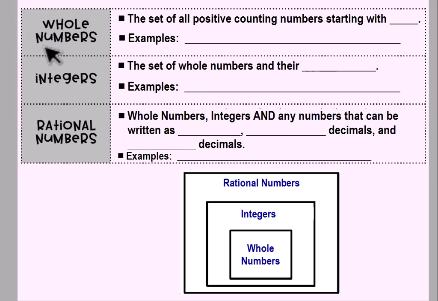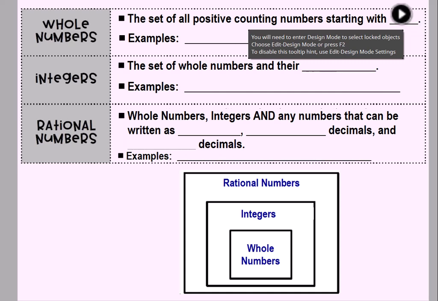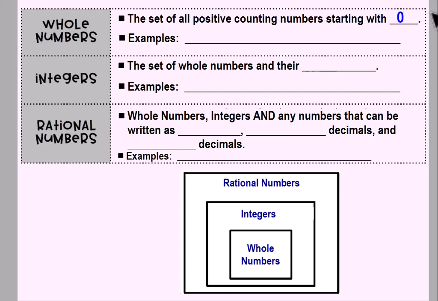Well, the whole numbers is the set of all positive counting numbers starting with 0. These are the numbers that you learned about when you first started doing math in elementary school. Some examples: 0, 1, 2, 3, 4, 12, 17, 28, 154. These are all examples of what whole numbers are.